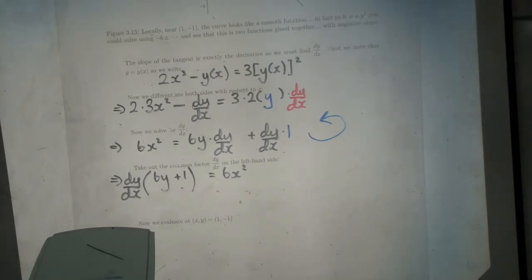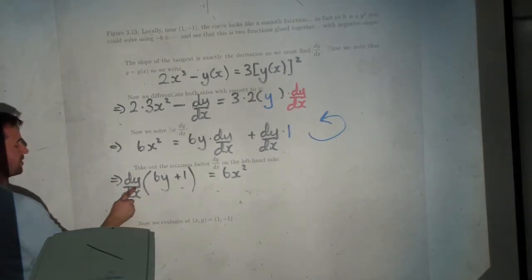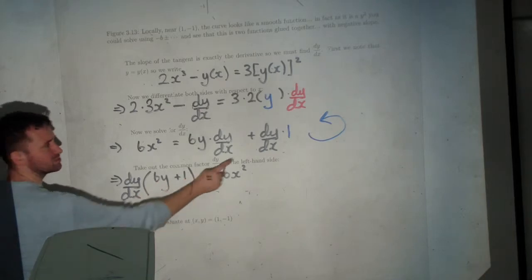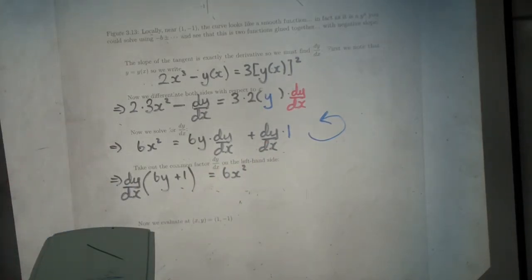Now usually this bit from here to here is really easy. What would you describe this as, going from here to here? Factorization? Or the other way? Expanding, yeah, multiplying out. That bit is easy, x times 2 plus x times 3. We're just doing that in reverse. If you were to multiply this out, you'd have 6y times dy/dx plus 1 times dy/dx. You'd have exactly what we did. So you're just doing that in reverse.